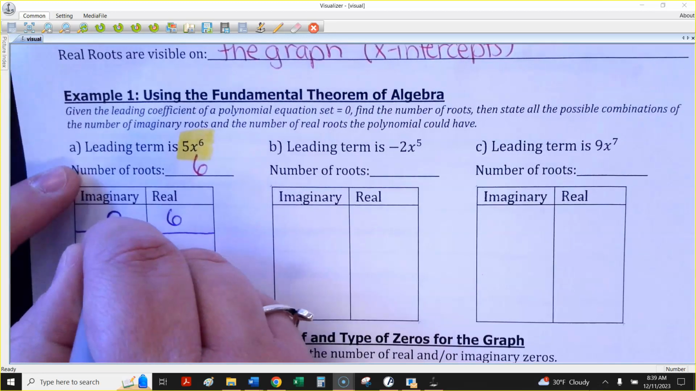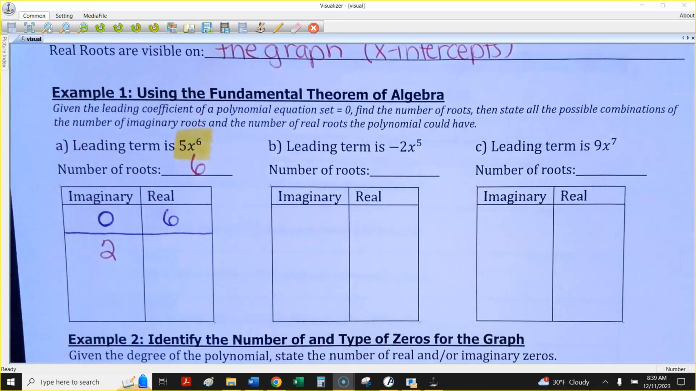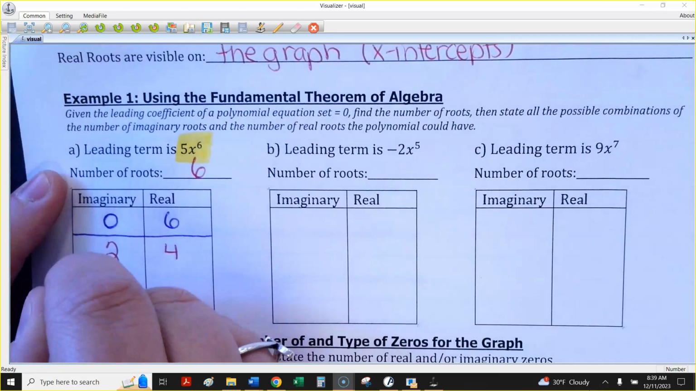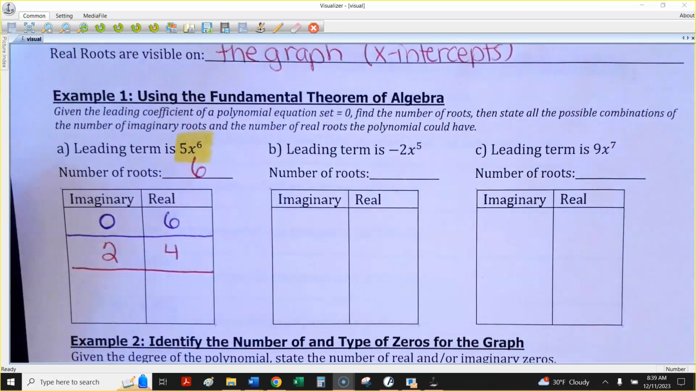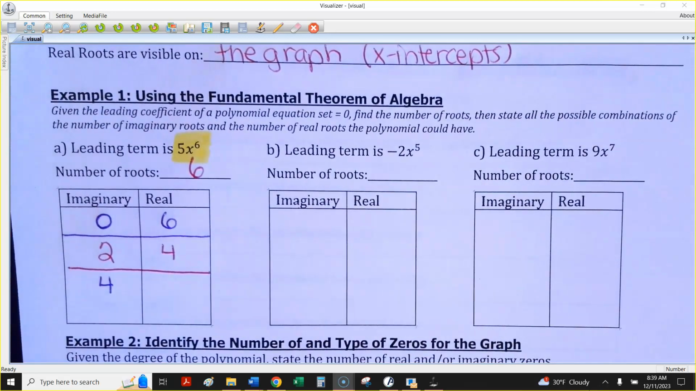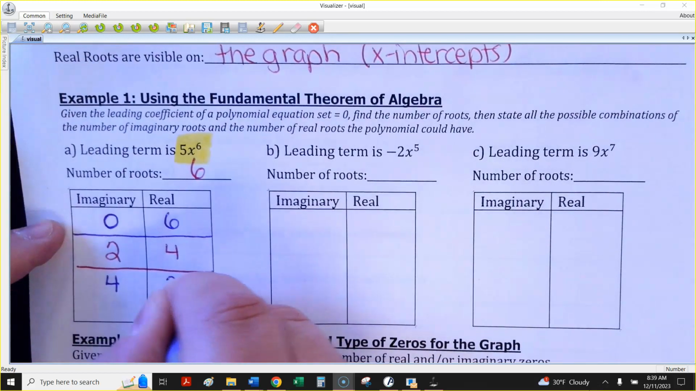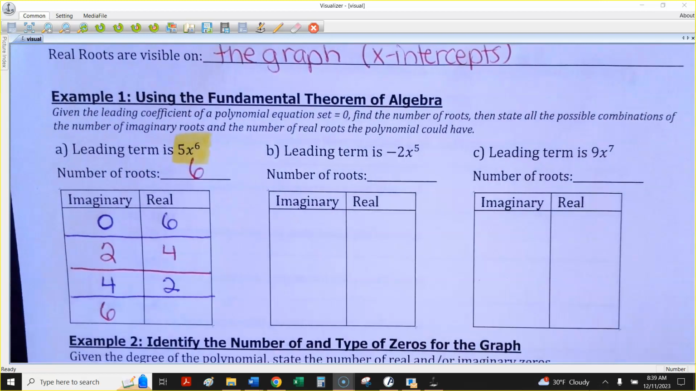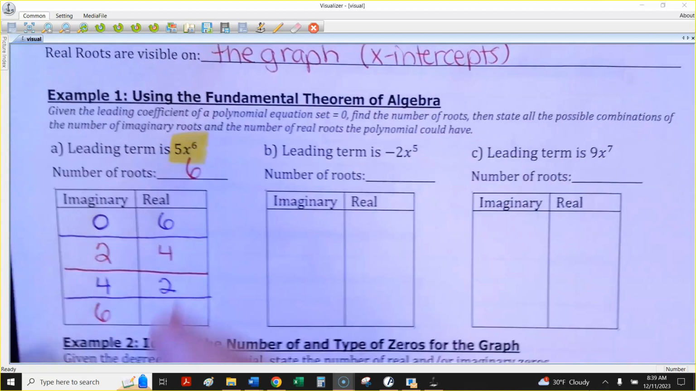So I could have 2 imaginary. If I had 2 imaginary, how many real would I have to have for this example? It has to be 4. They have to add up to 6. Okay, now, I could have 4 imaginary. If I had 4 imaginary, how many real would we have to have? 2. It has to add up to 6 every time. All right, and then we could have 6 imaginary roots. If all 6 are imaginary, then we would not have any real.